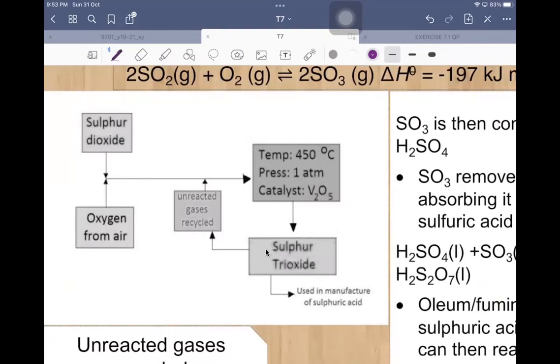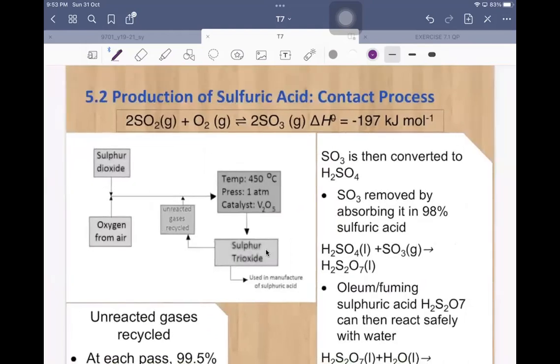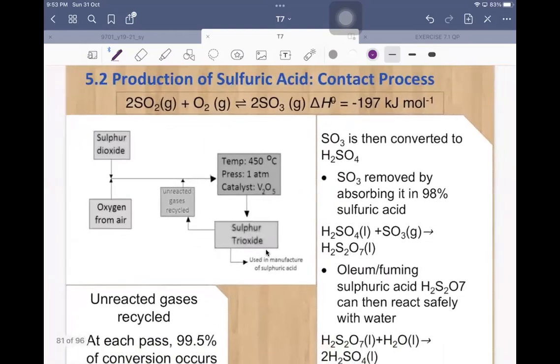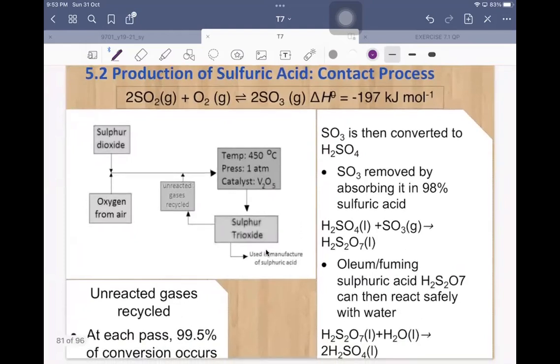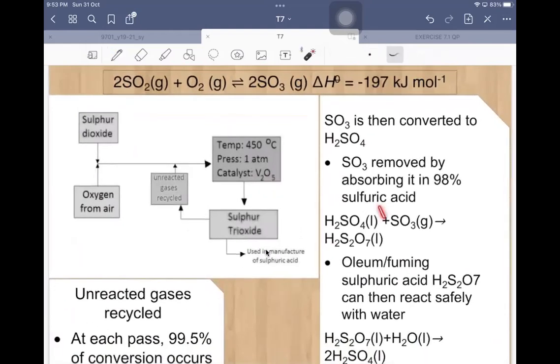This is just a part of the production of sulfuric acid. If you want to convert the sulfur trioxide into sulfuric acid, you first have to dissolve it in 98% sulfuric acid, where you get oleum. Then you dissolve this oleum in water to get your sulfuric acid.